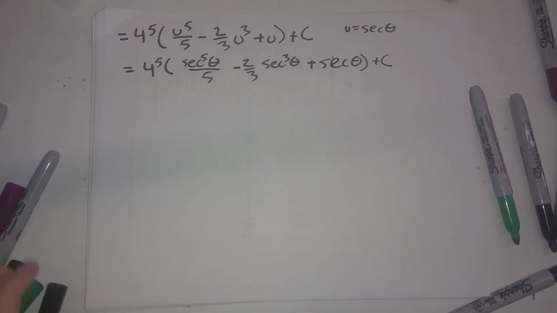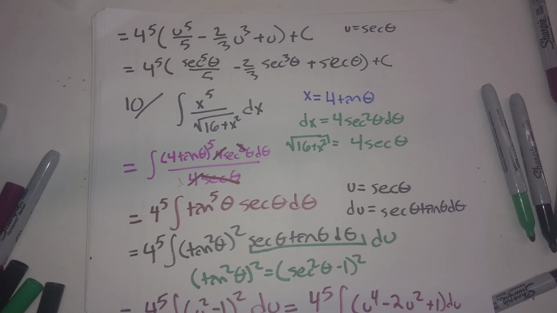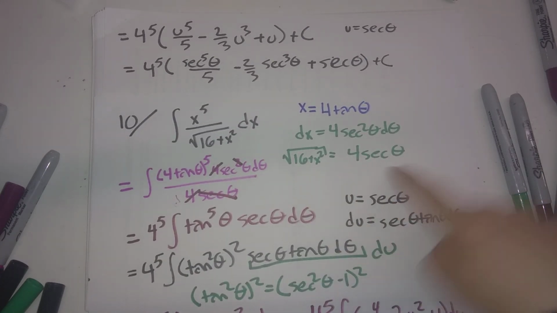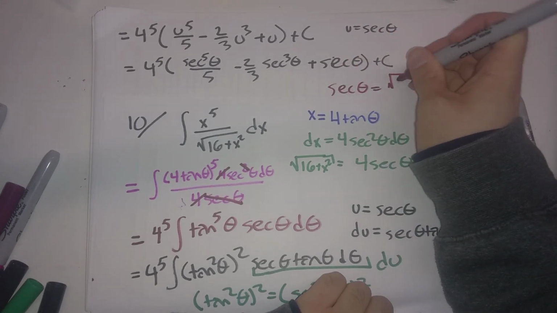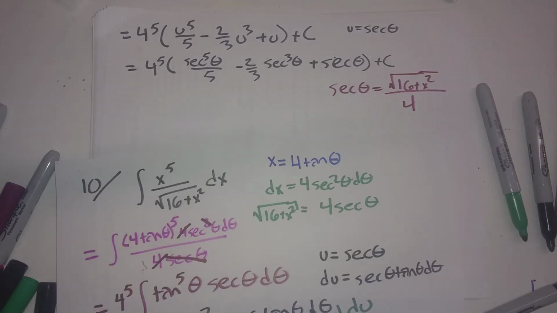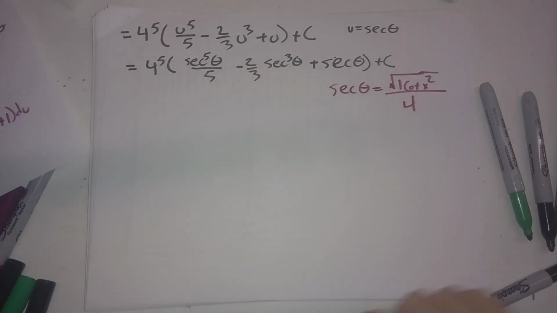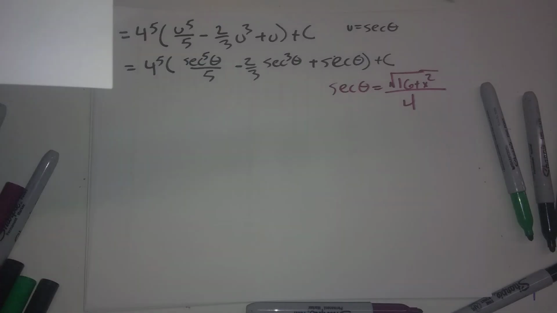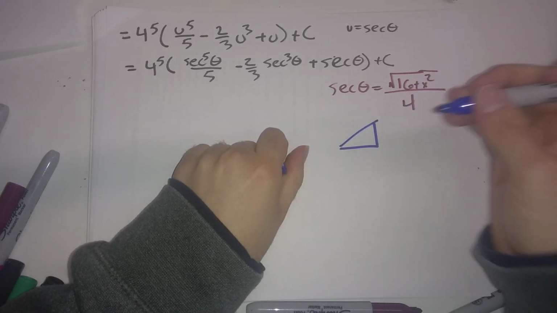But this still isn't good enough, because our original problem wasn't in terms of thetas, it was in terms of x's. And so in order to substitute back, secant theta is equal to the square root of 16 plus x squared, all of that divided by 4. So everywhere we see a secant theta, we're going to replace it with this expression. I was able to just do it by looking right here at this line. Of course, an alternative way to come up with this would have been to draw the appropriate triangle here.